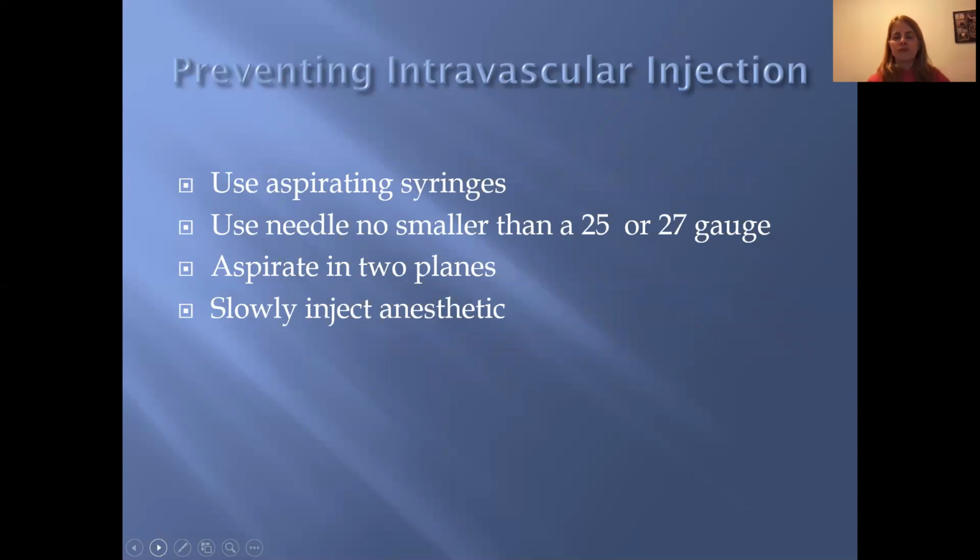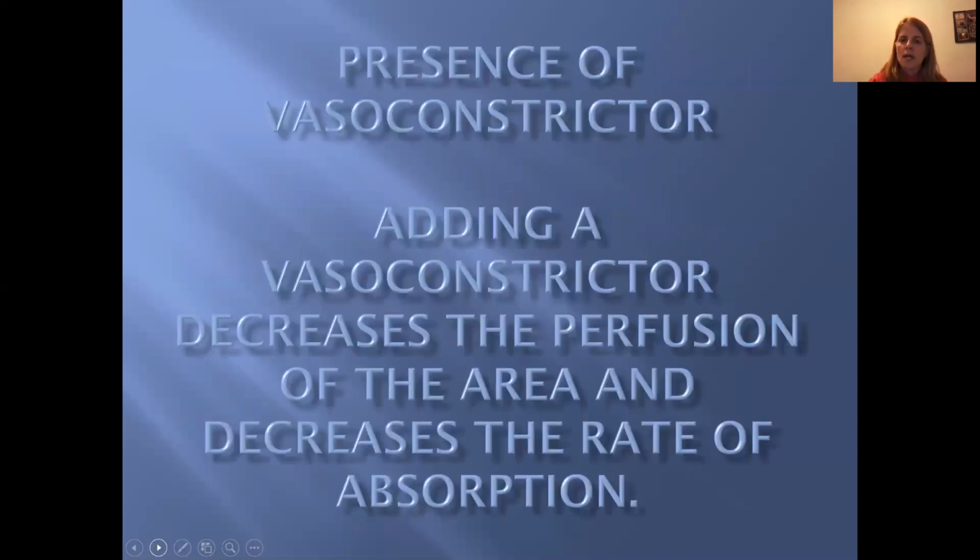You want to prevent intravascular injections, so you want to use aspirating syringes. You want to aspirate 3 times. If you use the larger needles, smaller numbers, remember, larger needle, you are going to be more likely to get a positive or negative aspiration. And you want to aspirate in at least 2 planes, 3 for the PSA, 3 for the IA, and then slowly inject when you have gotten negative aspirations. Adding a vasoconstrictor decreases the perfusion of the area and the rate of absorption. It keeps it in that area.